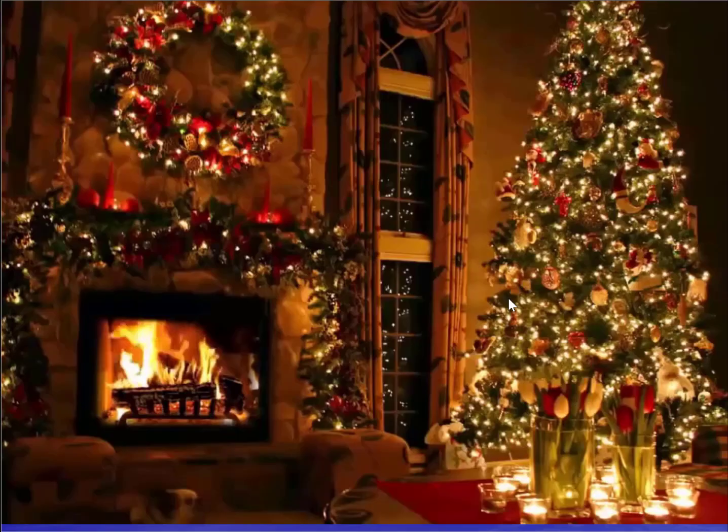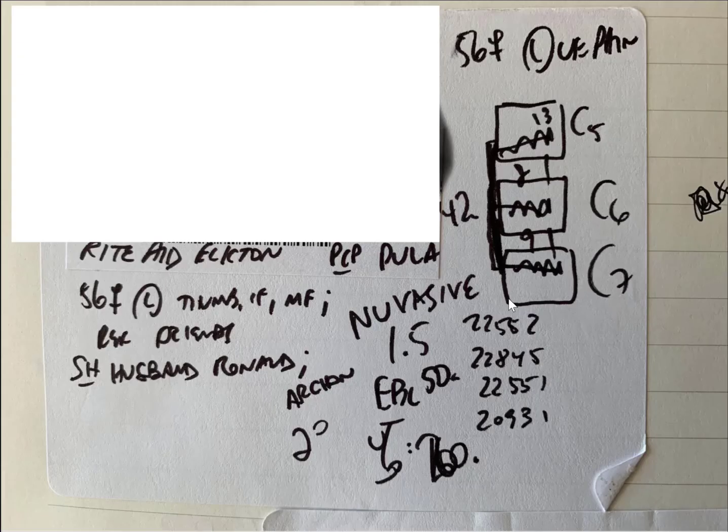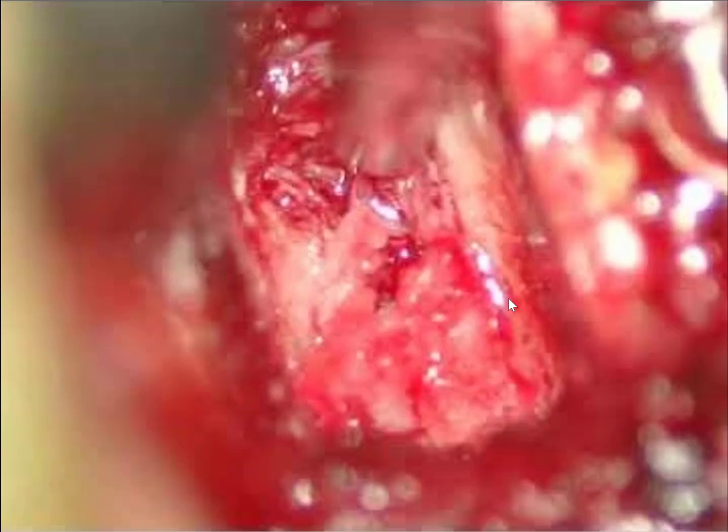All right, so in this case, I elected to do a 2-level ACDF, C5, C6, because there's central stenosis from an osteophyte compressing the spinal cord centrally, and then C6-7 to remove the disc fragment. And then I used the plate and screw and allograft.